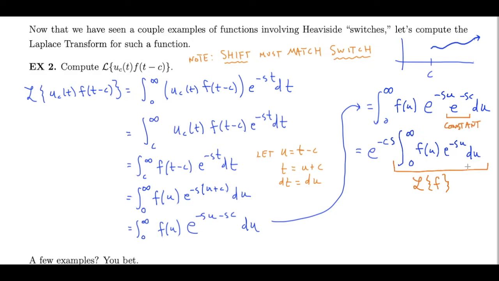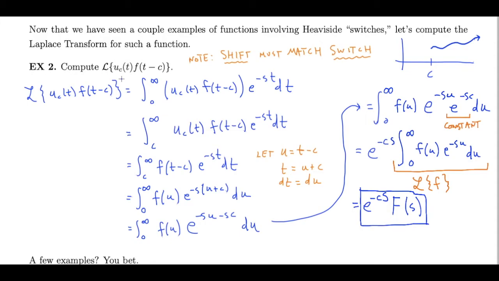So I could make the substitution. I'll write that the overall final Laplace transform is going to be this exponential term in terms of s and in terms of the c value that corresponds to the switch that is involved in this particular function. And then let me just write this as the transform, so I'd call that capital F of s. So that is the Laplace transform of a function which involves a Heaviside step function.